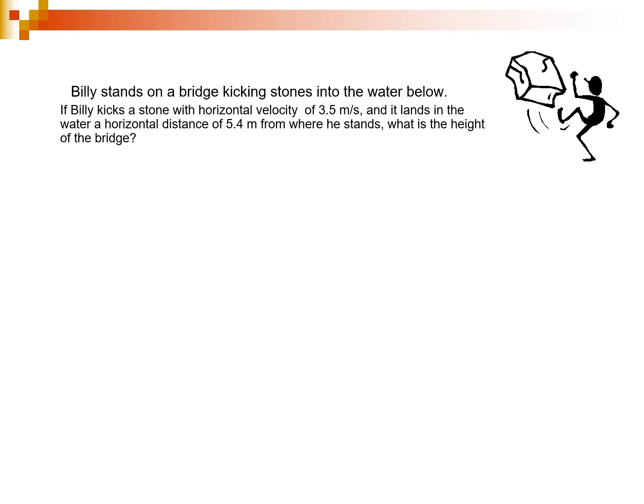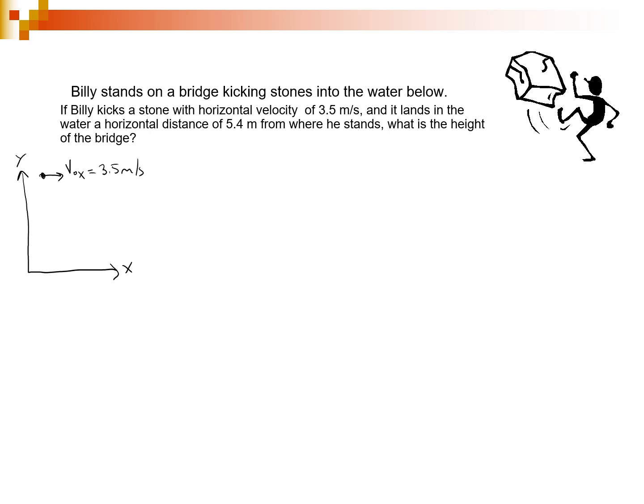Here is our first example problem. Billy stands on a bridge, kicking stones into the water below. Well, for this type of problem, I strongly encourage you to draw a diagram to begin with. So here is your y and x-axis. So let's see what we know. Billy kicks the stone with a horizontal velocity of 3.5 meters per second. So V original horizontal is 3.5 meters per second.